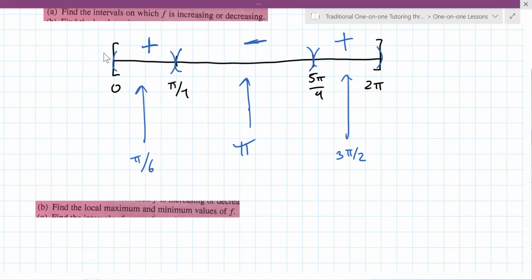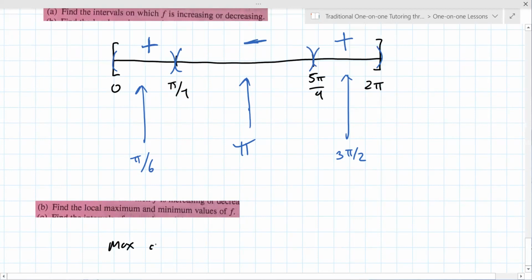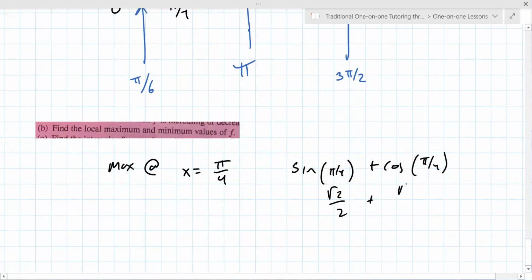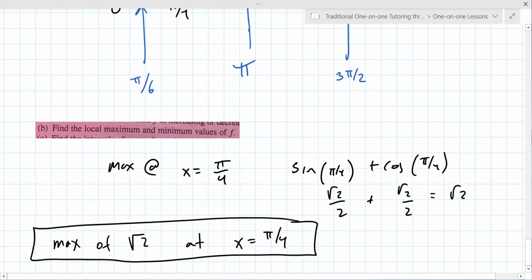Okay, so you would say max at x equals pi over 4. And then you got to evaluate. So it's sine pi over 4, more unit circle stuff, plus cosine pi over 4. So that's square root of 2 over 2 plus square root of 2 over 2. And sometimes you have to summarize this. It's a maximum of, this equals square root of 2 at x equals pi over 4. You have to write this kind of summary sentence here, whatever you put at the end of a body paragraph, transition sentence or something.